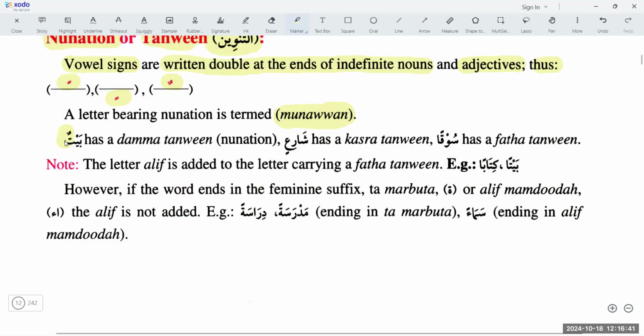Please, when you enter the class, please switch off your mics. Dr. Harry, please switch off your mics.